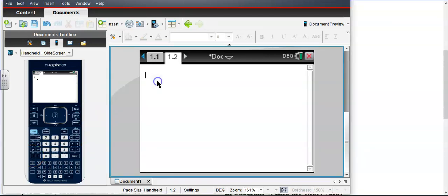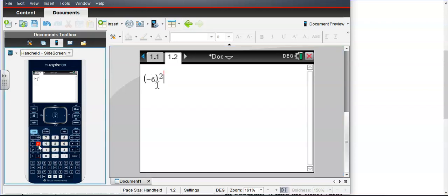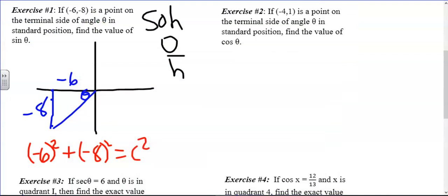So I'm going to type my (-6) squared plus (-8) squared. I get 100. So 100 equals C squared, square root. My missing side is 10. Now, very important, the hypotenuse is always positive no matter what.